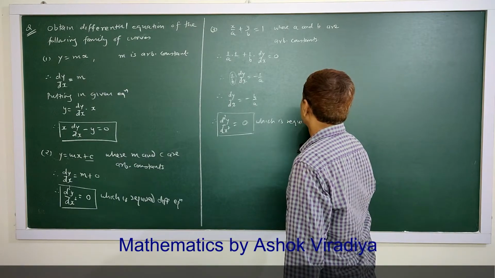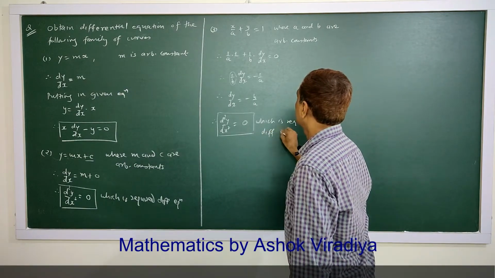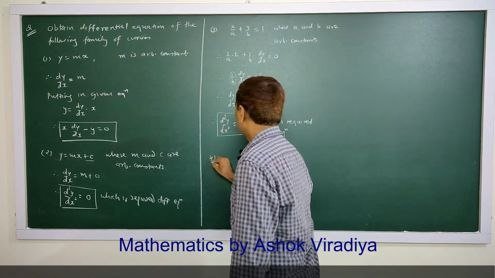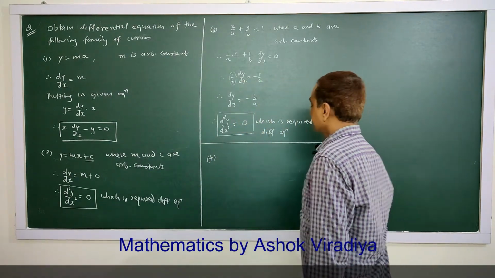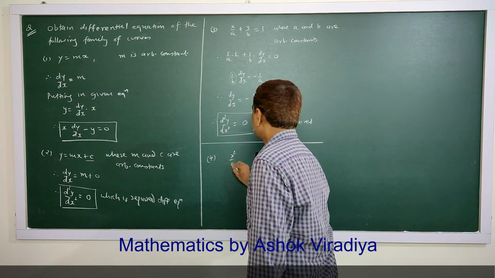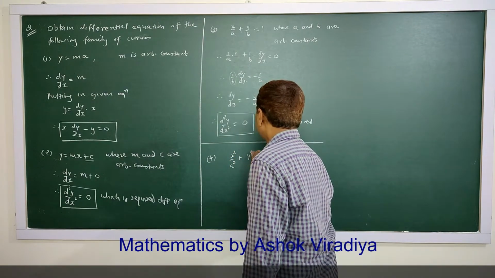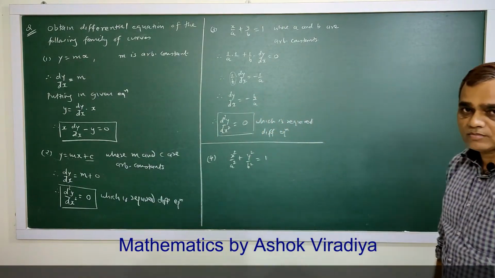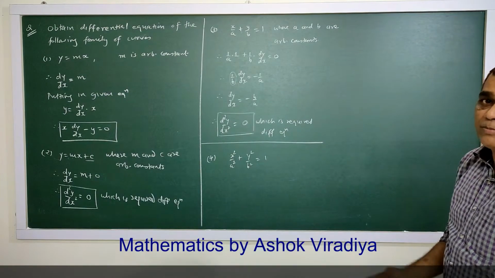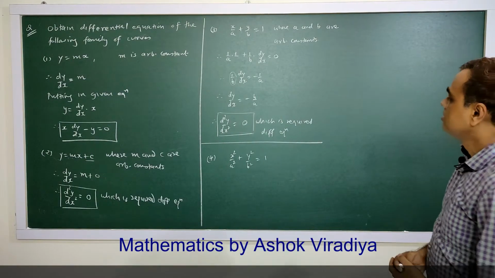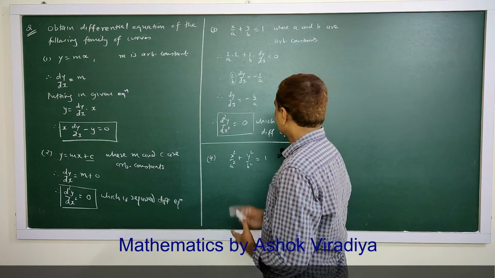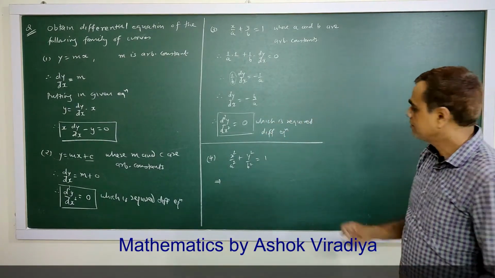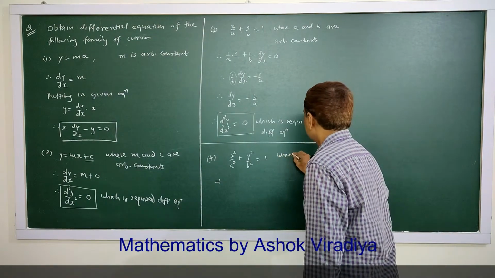and it is the required differential equation. Suppose I take the fourth question: x square by a square plus y square by b square equal to 1. It represents an ellipse. So there are two arbitrary constants, where a and b are arbitrary constants.